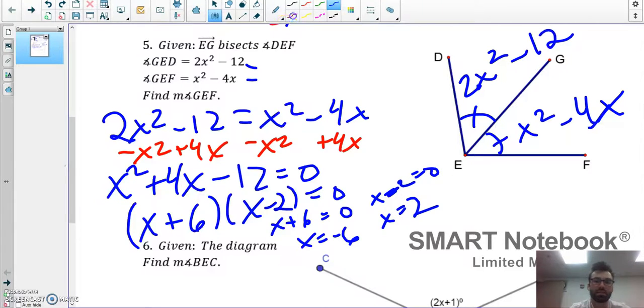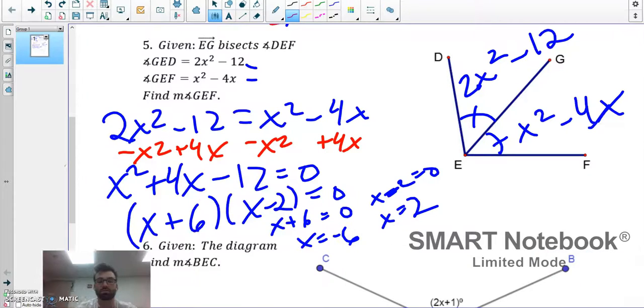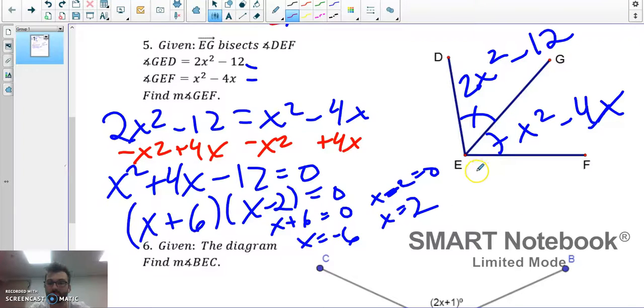Now, some of you may jump right away and try to cross out the negative. But remember what I said before, you need to make sure that the negative checks. You have to check first. Okay? And we have to check to see if the 2 works. We have to check both answers. All right? So let's check those two here. I'm going to check negative 6 first.